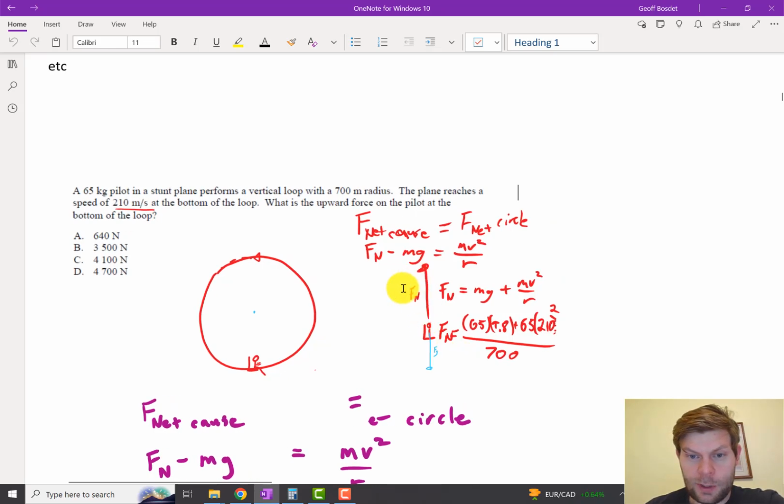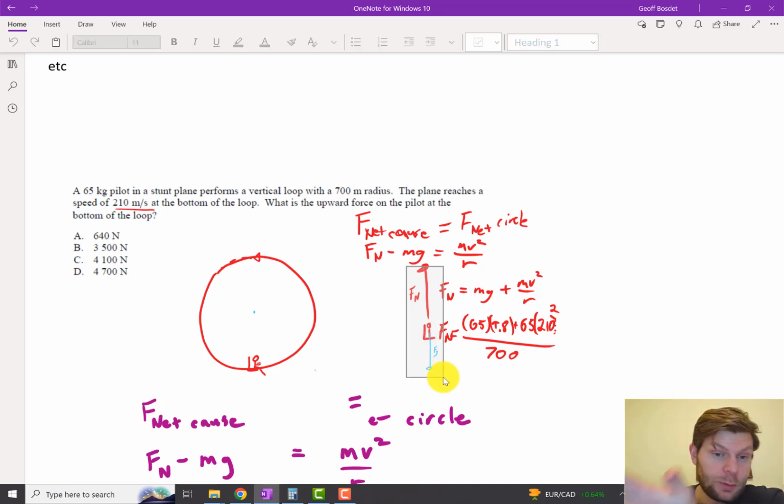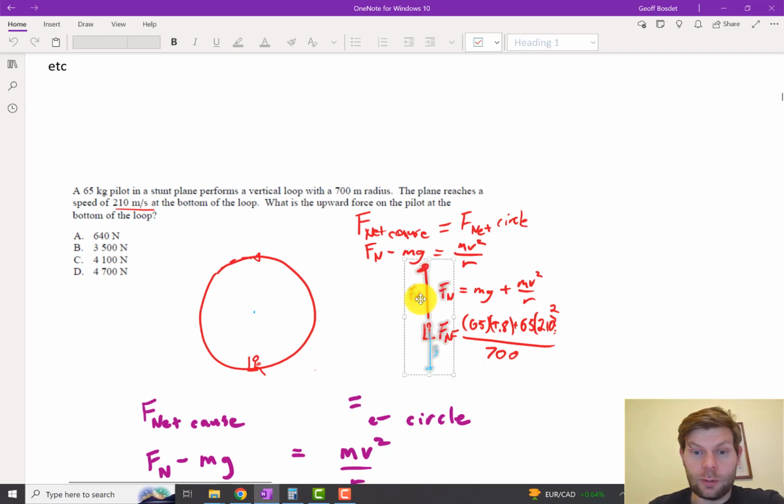So here's my beautiful free body diagram of the pilot right here. And notice you've got gravity pulling the pilot down and the normal force of the seat pushing up on him, going up. And the normal force must be greater than gravity, because your net force must be towards the center. You can also think of it like, hey, if he's moving this way, you need a net force up to make him start to curve up.